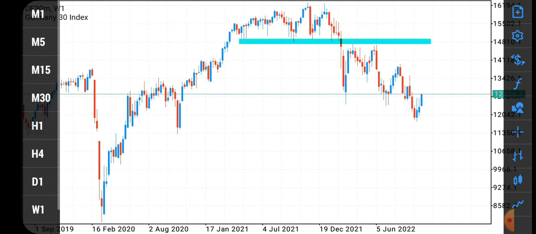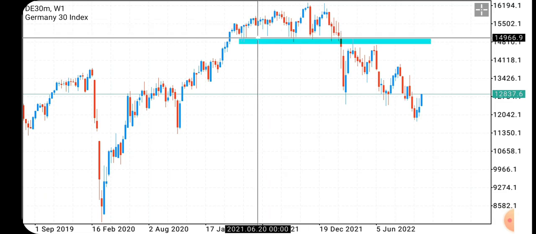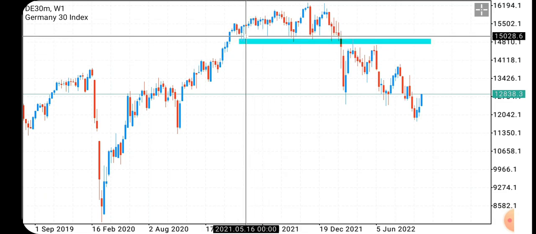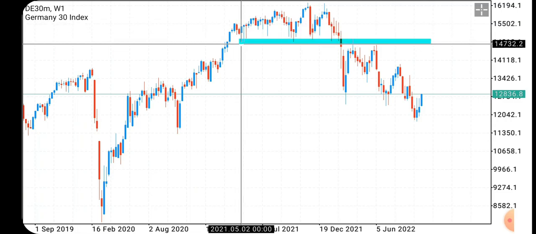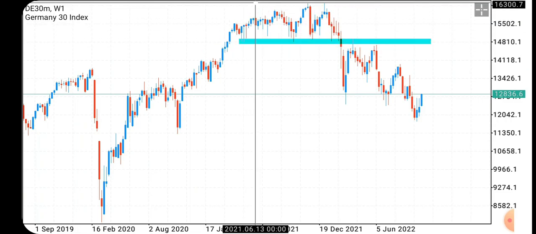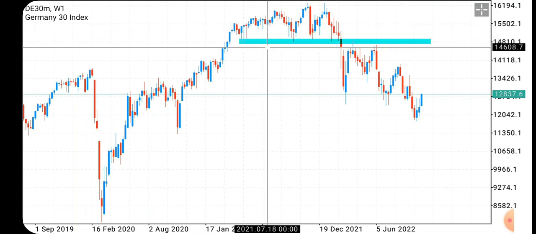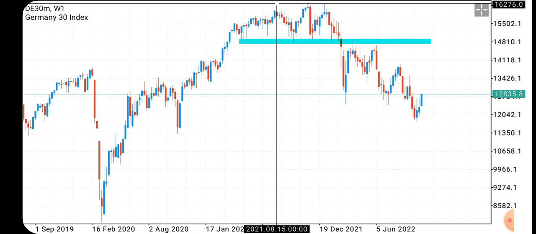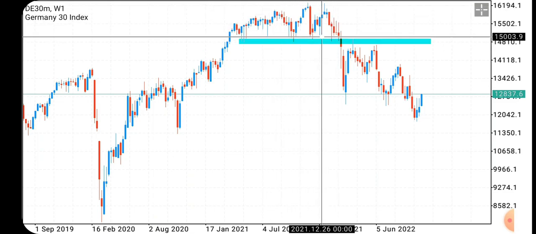We were having this zone over here, which was acting as a support. Why was it acting as a support? It is because each and every time prices approached this level, prices were pushed to the upper side, meaning that it is acting as a support over here.